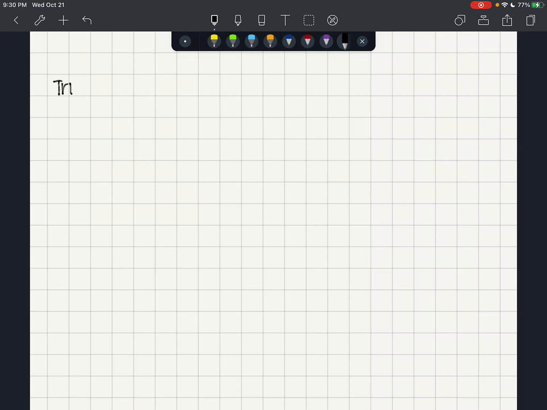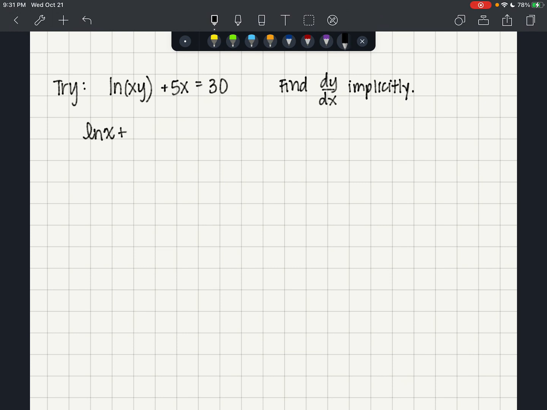Okay, let's try to find the derivative of the natural log of xy plus 5x equals 30. So we're going to find dy/dx implicitly. Well, natural log of xy, that means we've got a product. So I'm going to break that up into two logarithms. The natural log of x plus the natural log of y plus 5x equals 30.